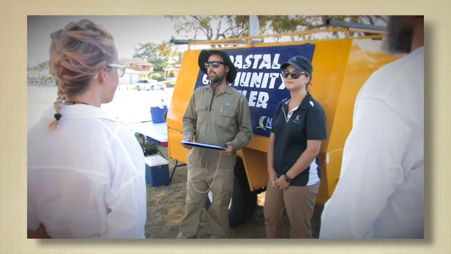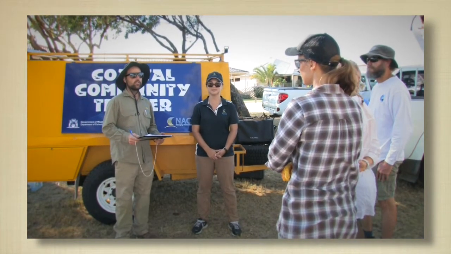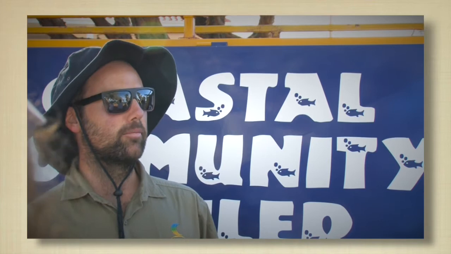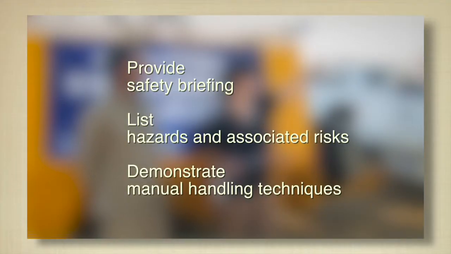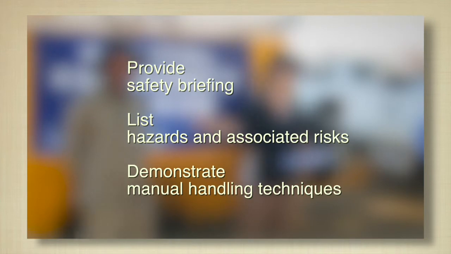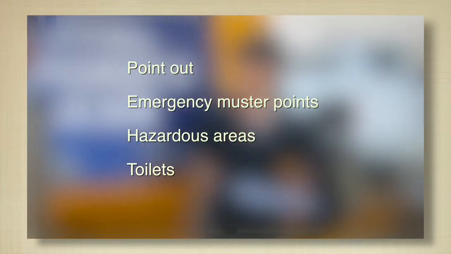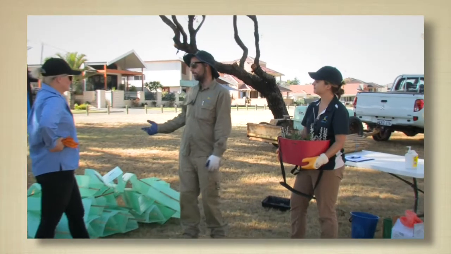Let people know why the project is important and acknowledge funding sources. Outline the plan for the event, introduce helpers and explain their roles. Split up larger groups into smaller ones to avoid overcrowding. Provide a safety briefing. List hazards and associated risks and demonstrate any manual handling techniques. On your map, point out the emergency muster points, any hazardous areas to avoid, and where to find the toilets.